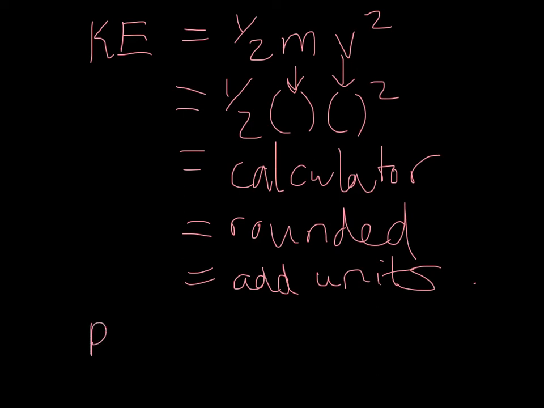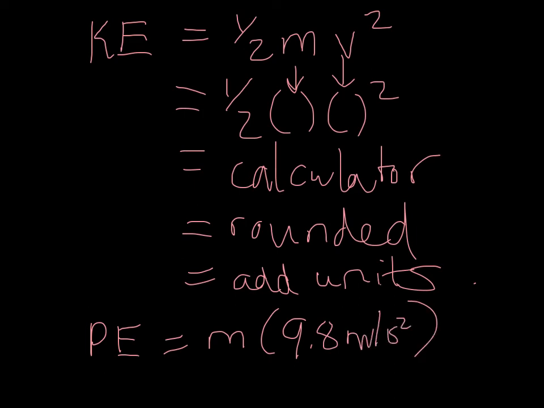Remember that for potential energy, you're going to take the mass of your cart, multiply it times g. G is 9.8 meters per second squared. That's a constant. And the height of your ramp. Again, after you write out all of the steps, just like you did for KE, when you get to the end, you want to make sure that you're rounding to the right number of digits based on how many digits were in your starting numbers.